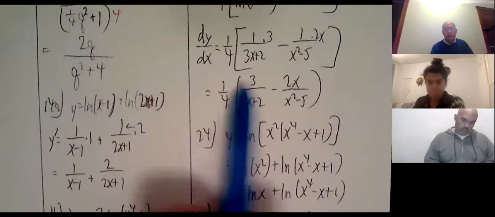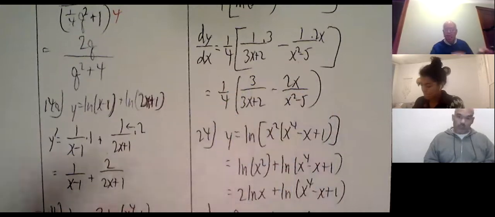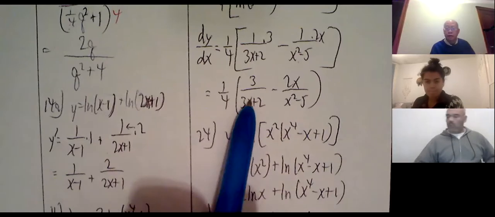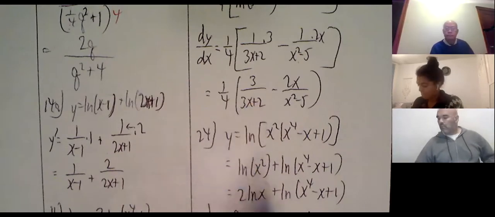And just leave it like that. Don't bother to try to combine this and get a common number. That's not what we're trying to figure out right now. We just want to leave it like that.